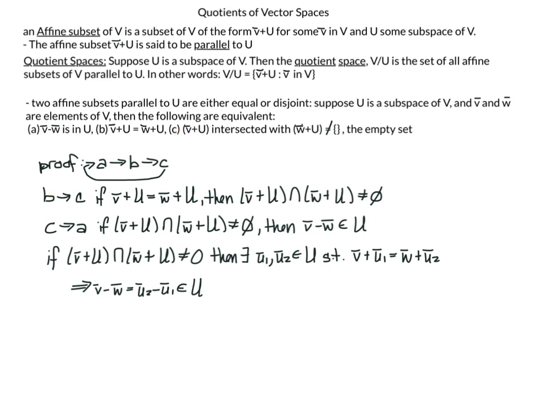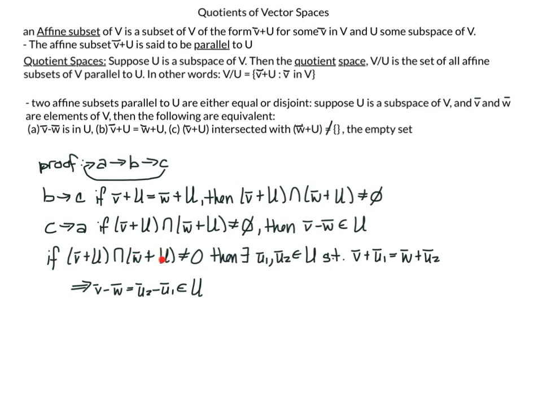So C is V plus U intersected with W plus U is not empty. Then we want to show that A is true, V minus W is in U. So if V plus U intersected with W plus U is not empty, then there exists a U1 and U2 such that V plus U1 is equal to W plus U2. So what we're saying is this V plus U1, that's from this set, V plus U. This W plus U2, that's from this set, W plus U.